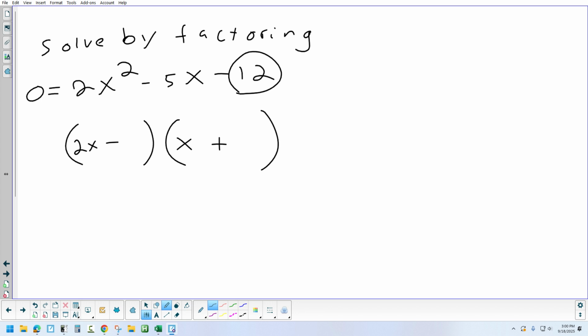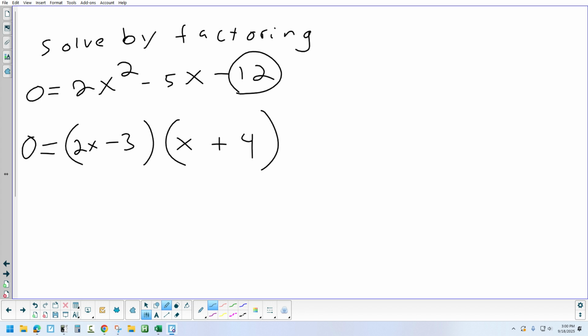Well, let's pick one and just try it. Remember, you saw how I created this problem. All right, let's try the 3 and the 4. Where do you want to put the 3? 3 negative, 4 positive. Okay, let's try it.